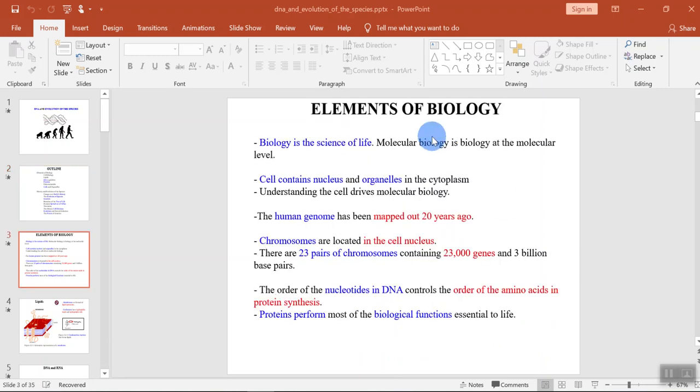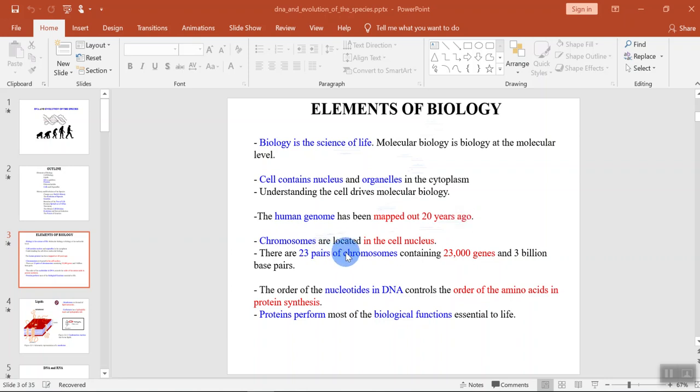So, elements of biology. We said biology is the science of life. Cells contain the nucleus, which contains organelles. We will see a picture of that. The human genome has been mapped out some 20 years ago. I think it was the last year of President Clinton's mandate in office.